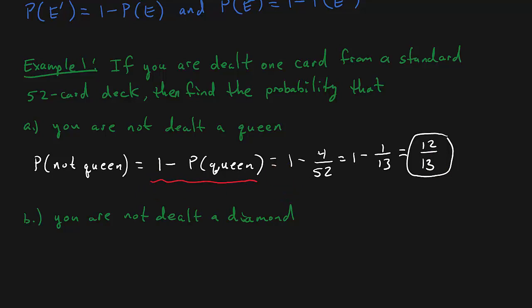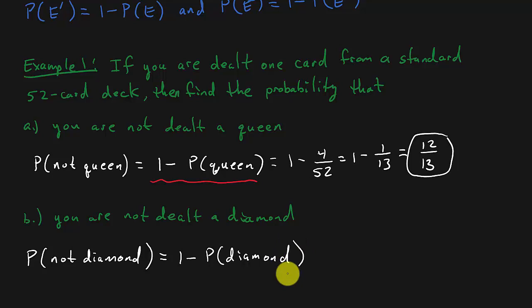All right. So what about this? You are not dealt a diamond, so the probability not a diamond. Well, we know how many diamonds there are, right? There's 13 diamonds. So if we want to know not a diamond, we can do 1 minus the probability that there is a diamond. And so that's going to be 1 minus, and how many diamonds are in the deck? There's 13 diamonds, and that's over the total possible 52.